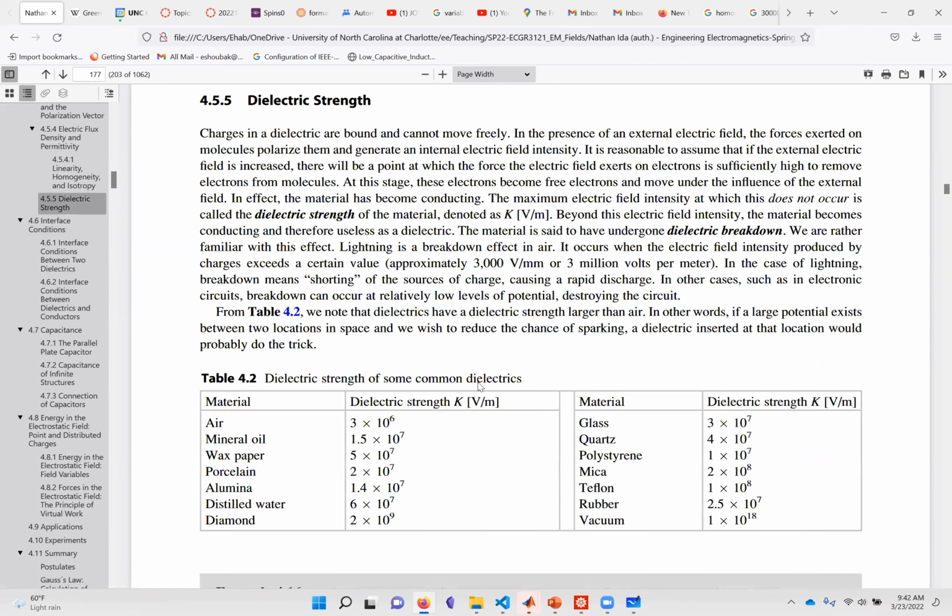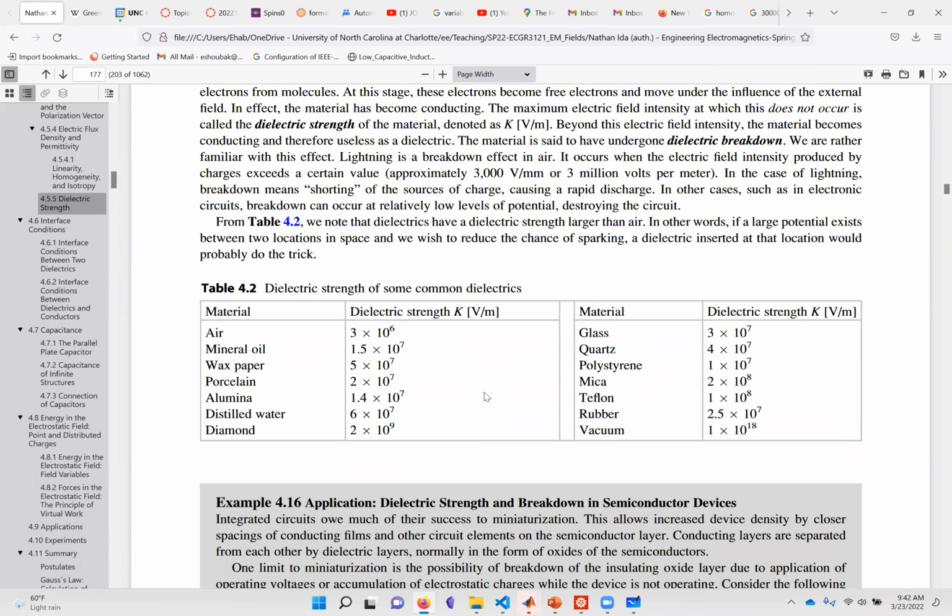If you look at Table 4.2, it shows you the dielectric strength for different kinds of materials. For example, for air, it's 3.6 times 10 to the power 6 volts per meter. What this tells you is if you have a field stronger than this, air is going to turn into a plasma. The gas molecules of air are going to separate, and you're going to have a plasma. You won't have a dielectric material anymore. The dielectric material is going to break down.